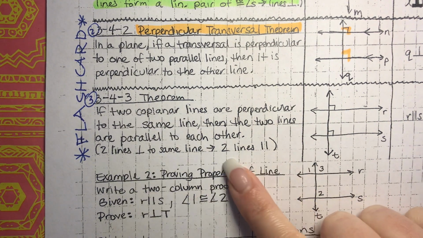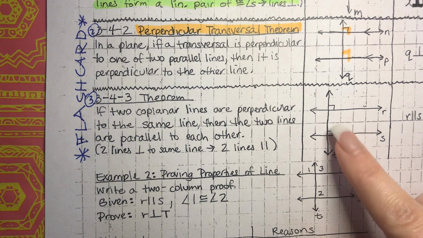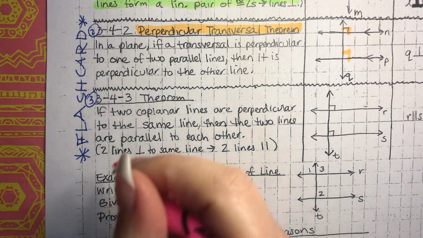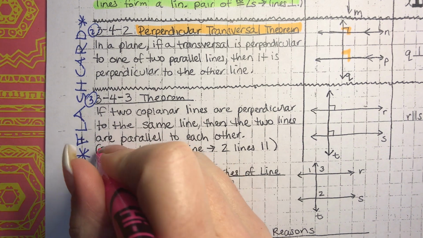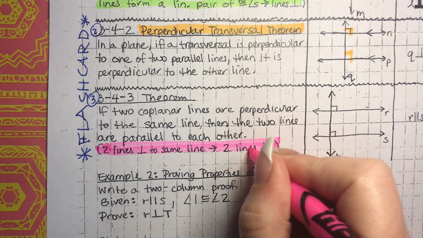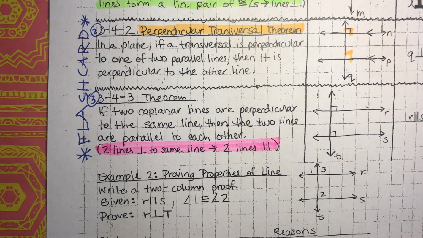Two lines perpendicular to the same line. If two lines are perpendicular to the same line, then the two lines are parallel. And this is the reason for that right there. Okay, let's look at a couple examples and see how this all plays out.